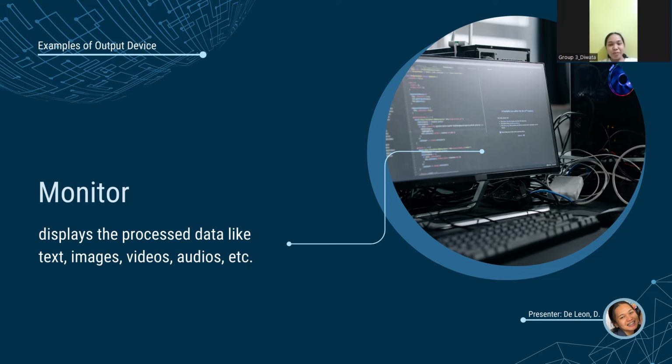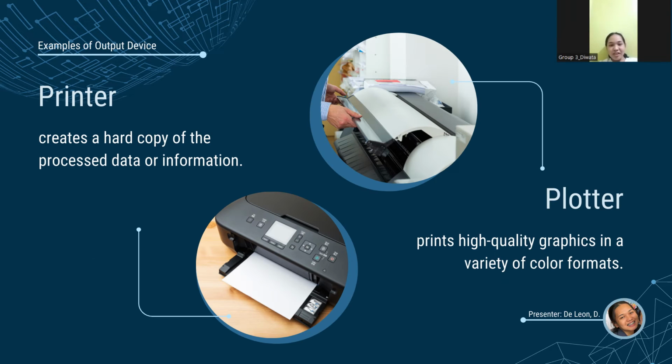Second is yung printer. Next slide. Okay. So, a printer creates a hard copy of the processed data or information. So, they are divided into two categories. So, first, the impact printer. So, in impact printers, characters are printed on ribbon. So, smashed siya sa paper.